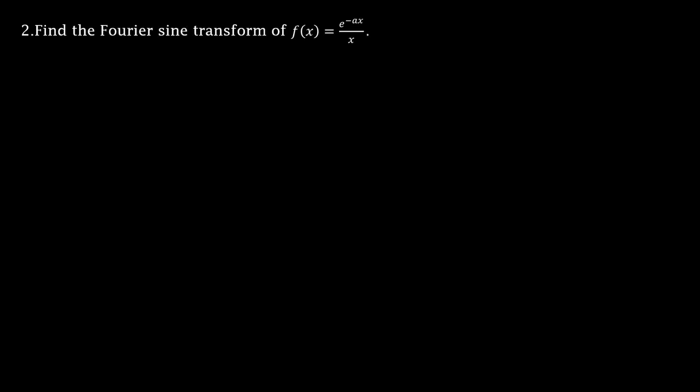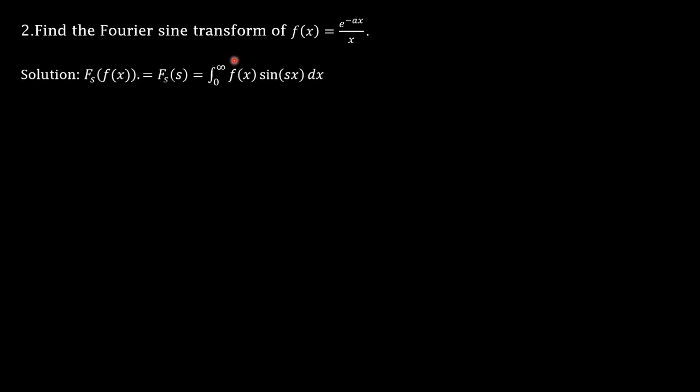Next problem, students. Find the Fourier sine transform of the function f of x is equal to e to the power minus ax by x. Just make a note of it. They are just expecting you to find the sine transform of the function f of x.